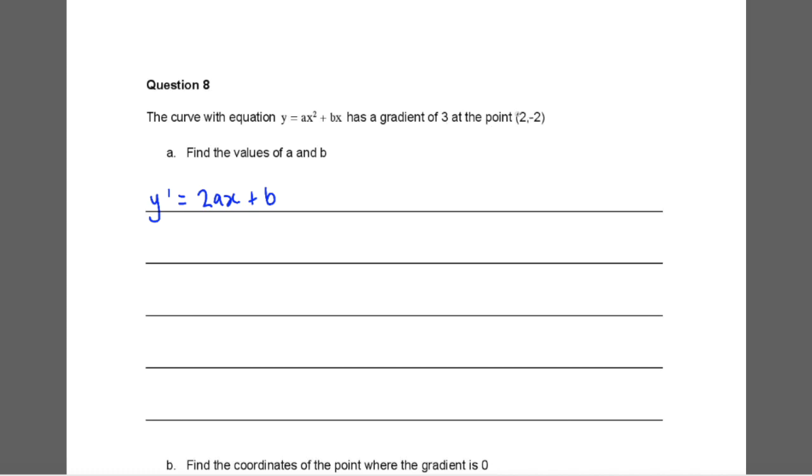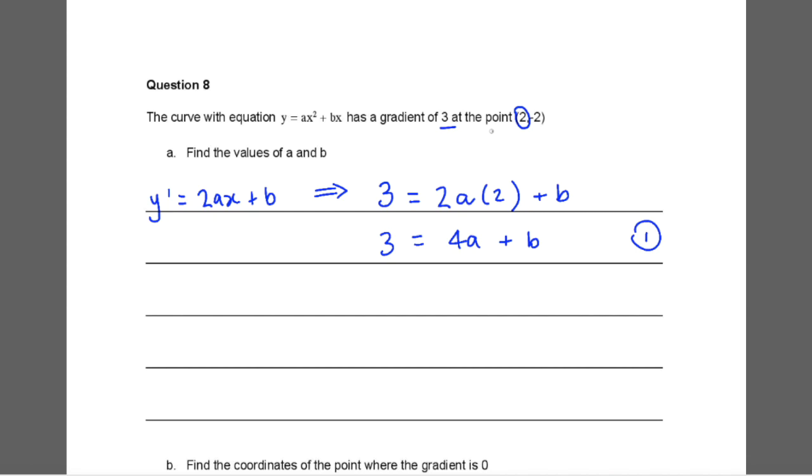Has a gradient of 3 at the point (2, negative 2). So when my x value is 2, the gradient is 3. So what that means is I can rewrite this and say 3, so the gradient, y dash, is equal to 2 times a times x, or an x value of 2, plus b. Simplifying that down a bit gives us 3 equals 4a plus b. And that's going to be equation 1, because it looks like we're going to have to do simultaneous equations.